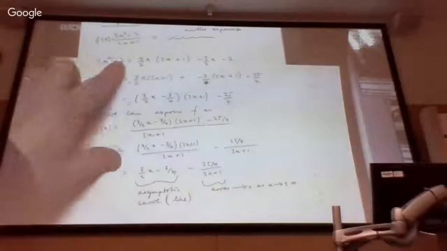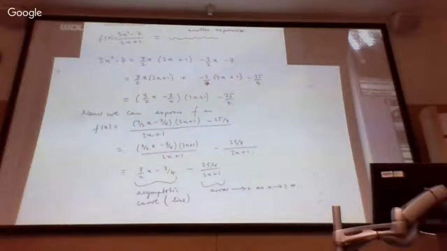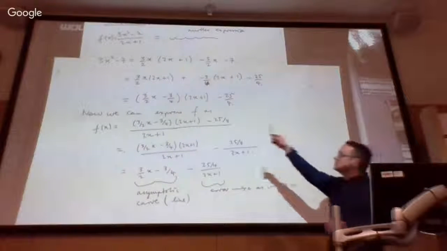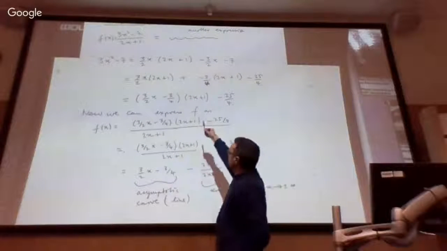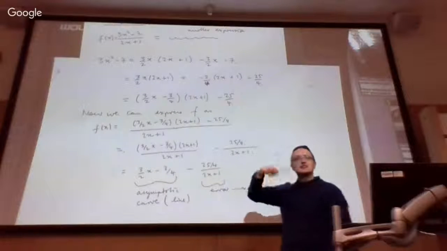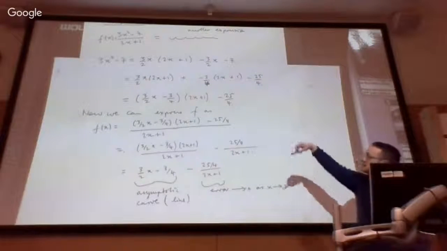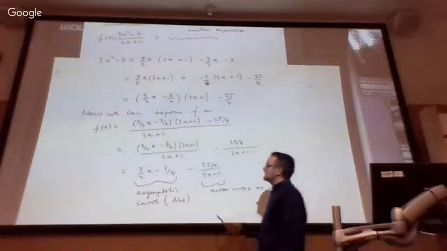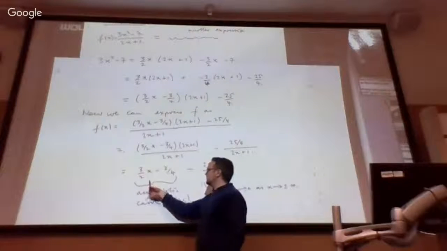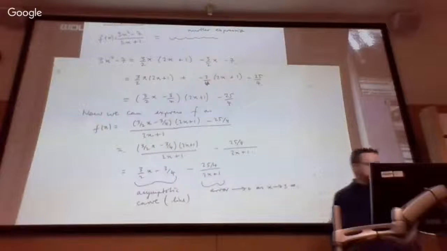Okay, so this process up here was just a step-by-step process that attempts to write the numerator as much as you can in terms of the denominator. In terms of meaning as some multiple of the denominator, so that you can effect the division and get a more easily handled curve and some associated error.